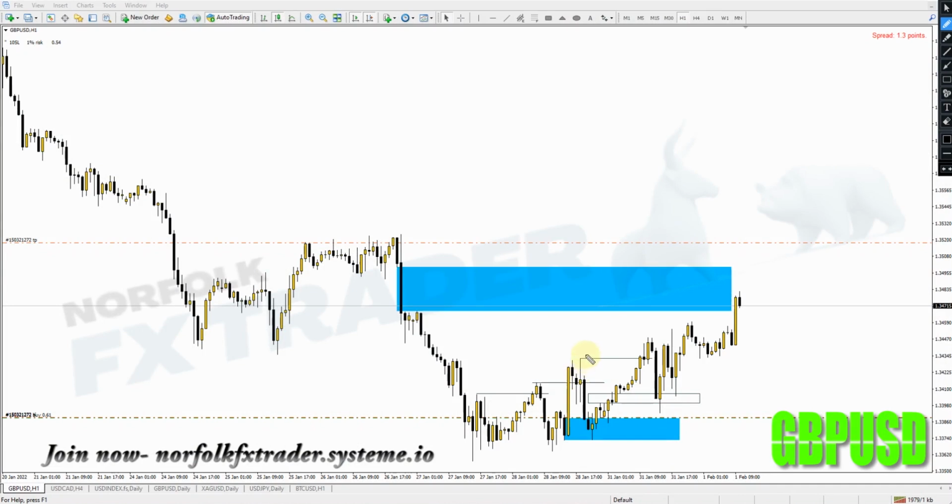So after we saw the break of structure at this high, the market did in fact pull back first. Now what happened here, the market pulled back to fill an area of imbalance which is on the 4-hour time frame. I will show you that in a moment. We made this new higher low in the market.